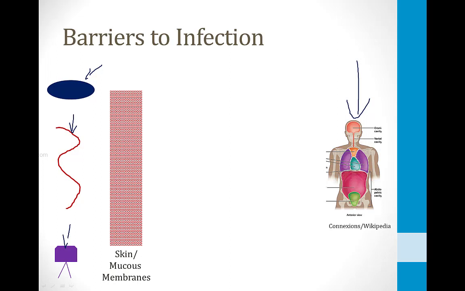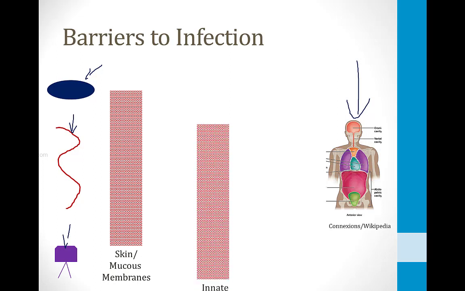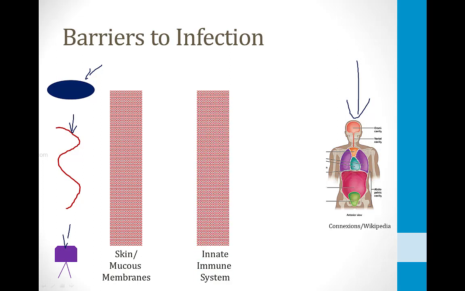And the first thing it encounters when it gets past the skin and mucous membranes is the innate immune system. This is a system made up of cells like macrophages and neutrophils and proteins like complement, and they attack and try to kill these pathogens as soon as they get in the body. As we will learn, however, in this module and other modules, the innate immune system is not so good at dealing with overwhelming infections or dealing with viruses.